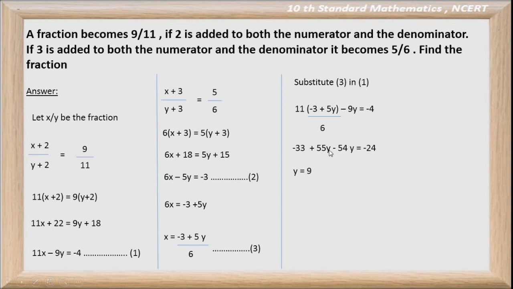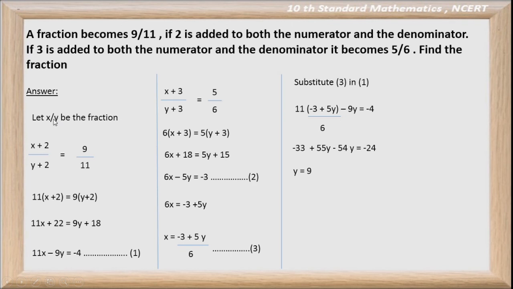Now 55 minus 54 is 1, so the coefficient of y is 1. So y equals minus 24 plus 33. Here it is minus 33, so it will go to the other side and become addition. So minus 24 plus 33 is 9. Now we got the value of y.